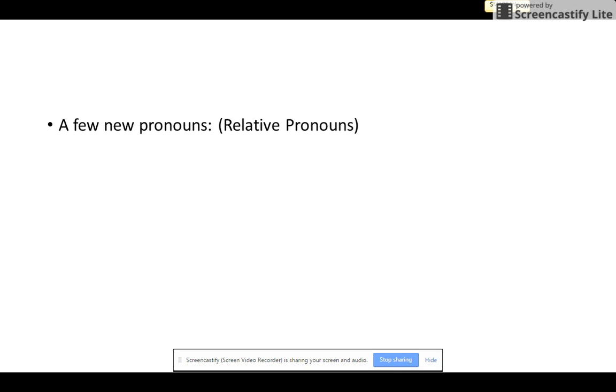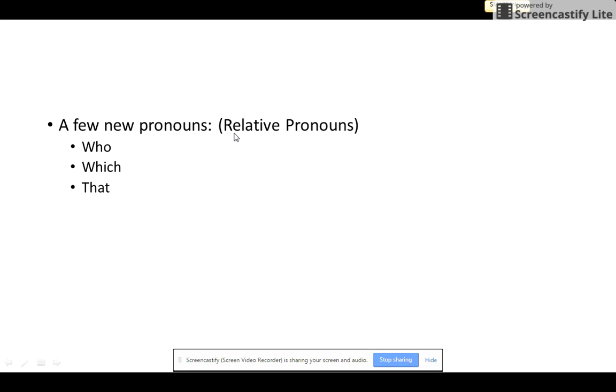So before we get started, I want to talk about a few new pronouns that we have not discussed in class up until this point. These pronouns, I refer to them as the W pronouns because for the most part they start with W. We have the pronoun who, which, and then there's an exception, that. Of course, that's not a W pronoun. Notice how we have the name relative right there.